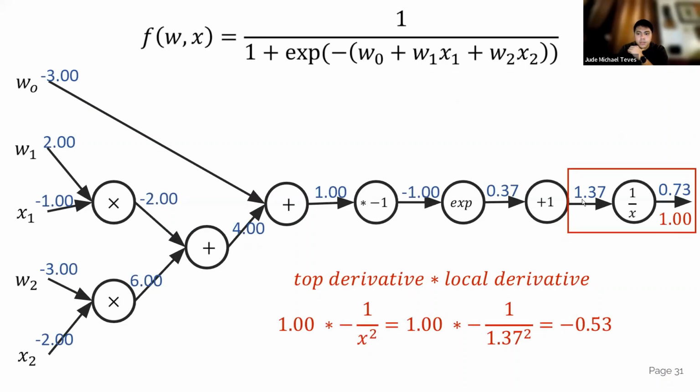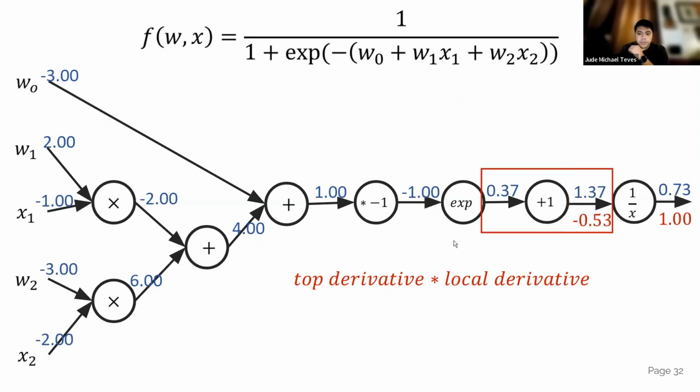So you start with 1. Now, what's the derivative of the previous node? It's basically the top derivative times the local derivative. So negative 0.53 times 1 is negative 0.53. That's going to be your derivative here. And then if you're computing for the derivative of the previous node, you get the derivative of the succeeding node and multiply it by the derivative for that particular node. So it just goes backwards. That's why it's called backpropagation or backprop.